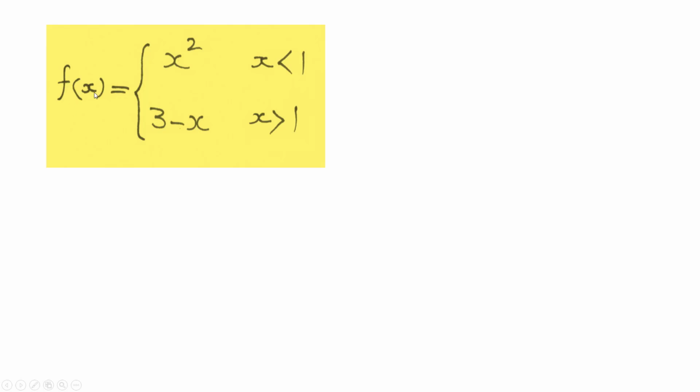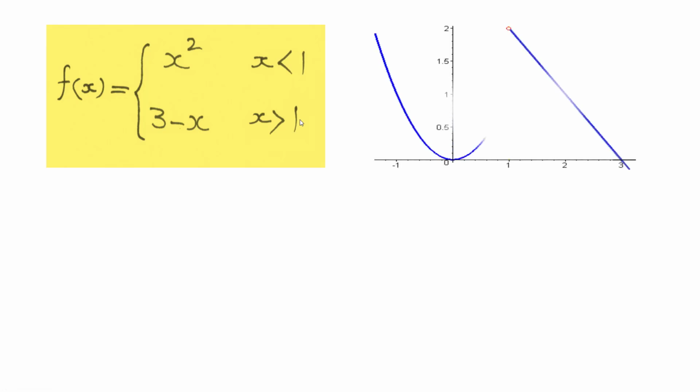Consider the function f of x equals x squared when x is less than 1, and f of x is equal to 3 minus x when x is greater than 1. And also here we have a graph of this function. Now suppose that we want to answer this question. What is the limit of this function f when x approaches 1?